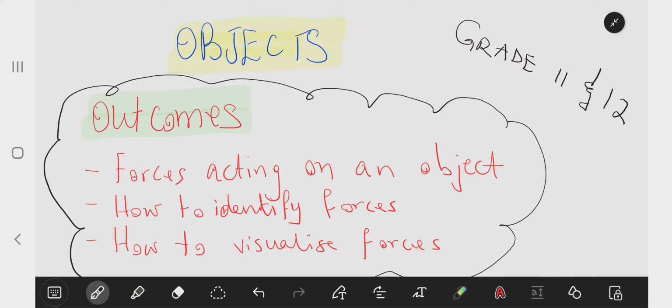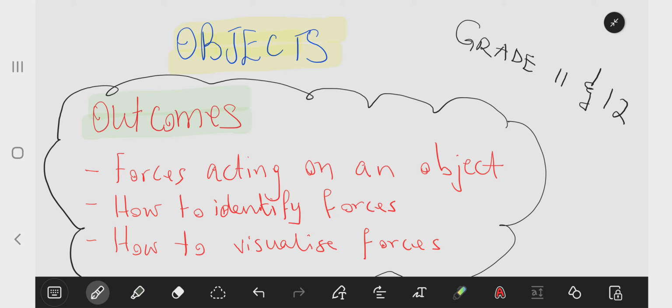Welcome to MS 100 lessons, and in this lesson we'll be focusing on physical sciences, paper 1, mechanics, and the focus is on objects. This is just the basics of mechanics that every learner needs to understand, and it comes with a lot of details in terms of explaining how objects work in physical sciences.